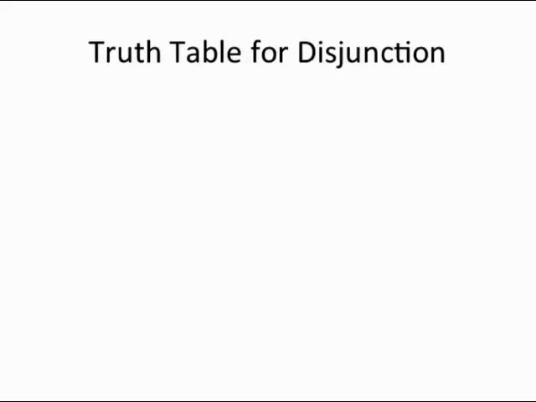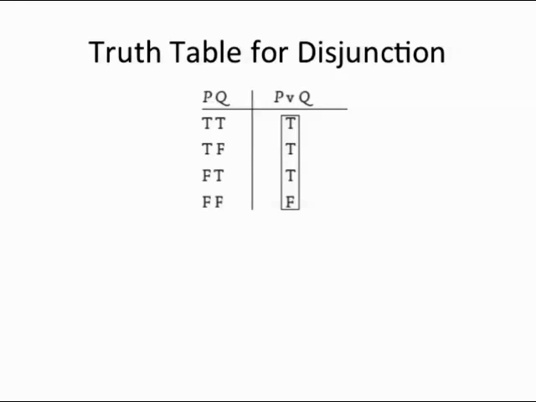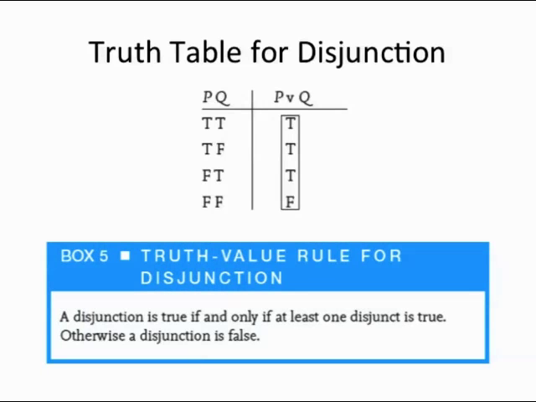We can now move to the truth table for disjunction. As you can see, the left-hand columns in the truth table are identical to conjunction. The right-hand column is different because we're dealing with a different statement connective, the wedge. If we look at the column beneath the wedge, we can abstract the truth value for disjunction. A disjunction is true if and only if at least one disjunct is true. Otherwise, a disjunction is false.